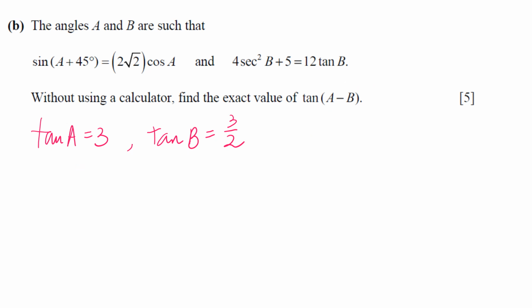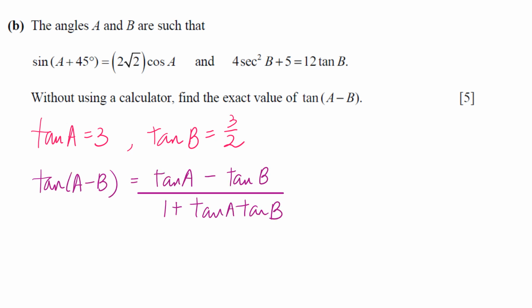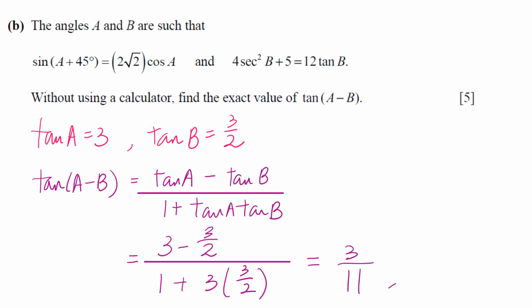All right, so what is the formula for tangent bracket A minus B? Yes, that's tangent A minus tangent B over 1 plus tangent A tangent B. So now we can substitute the values for tangent A to be 3, tangent B to be 3 over 2, and so on and so forth. Use a calculator to work this out, and you get 3 over 11.